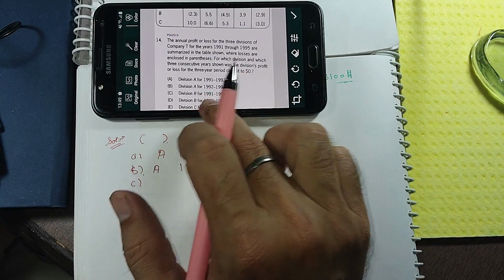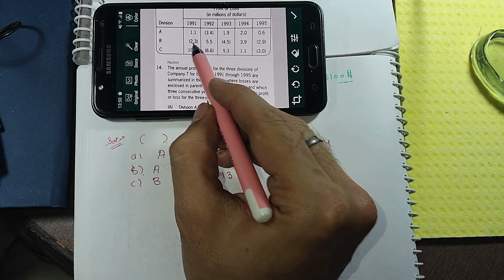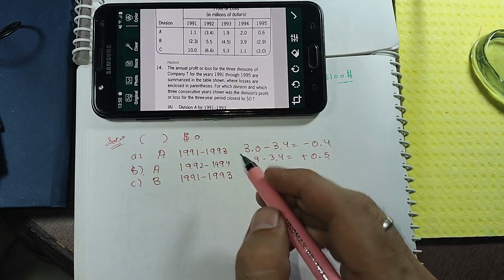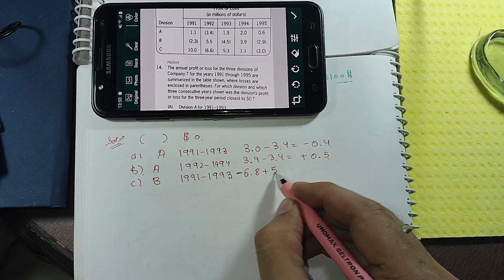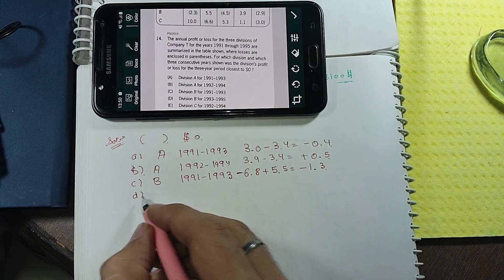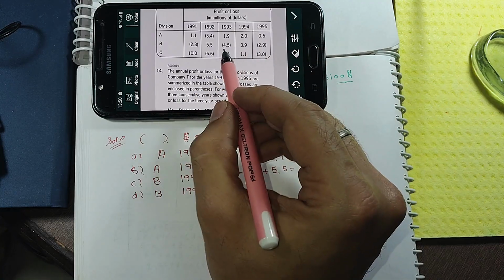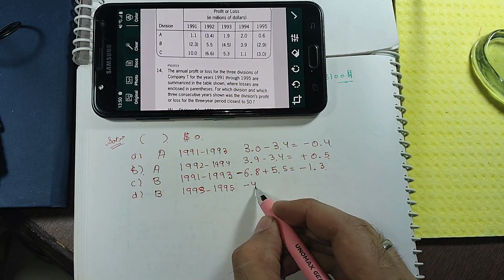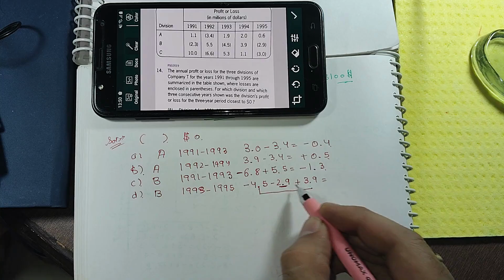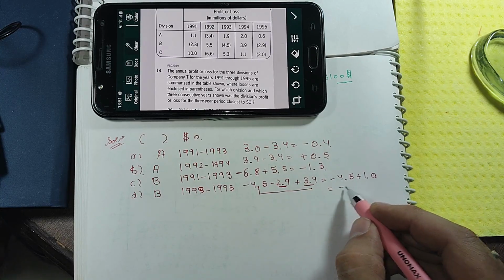Now option C is division B for 1991 to 1993. It has 2.3 and 4.5 as losses, so this is basically 4.5, 5.5, 6.5 and 6.8, so this is minus plus 5.5. So this is again a loss of minus 1.3. Now the fourth option is division B for the period 1993 to 1995. It has 2 losses, minus 4.5, minus 2.9, plus 3.9. So minus 2.9 plus 3.9 is plus 1.0. So this will have a loss of minus 3.5.